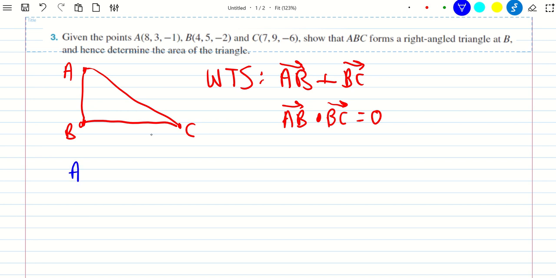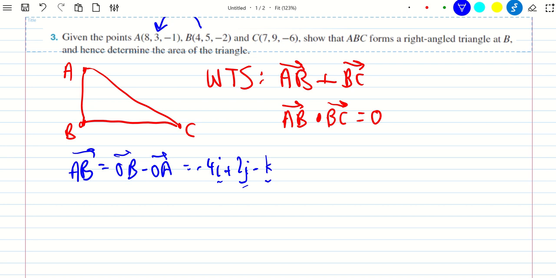So let's find AB. Okay, so vector AB. Remember AB is equal to OB take away OA. I'm going to skip a couple of steps here, but OB take away OA, so it's going to be this take away this. Firstly we've got 4 take away 8, so that's negative 4i. And then we've got 5 take away 3, so that's plus 2. Sorry, I did i, but it should be j. And then we've got negative 2 take away negative 1, so that's negative 2 plus 1, so that's minus 1. Okay, so there's my AB.